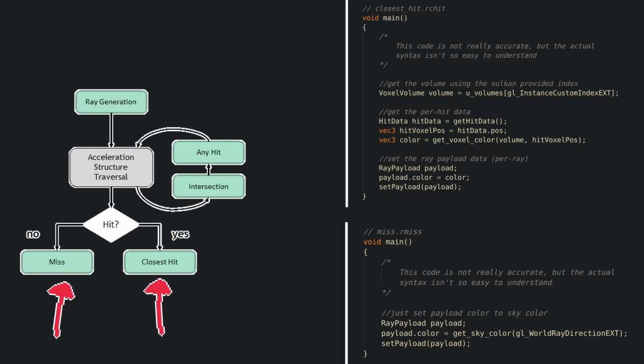The closest hit shader is invoked if the ray hit at least one object, and is only invoked for the closest object hit, contrary to the intersection and any hit shaders, which are invoked for every object potentially hit. The miss shader is invoked for any ray that doesn't hit any object. Both of these shaders are in charge of writing to the ray payload. The payload is basically the set of data generated per ray. For now, it's just the ray's final color. These shaders can also cast rays themselves for recursive bounces.